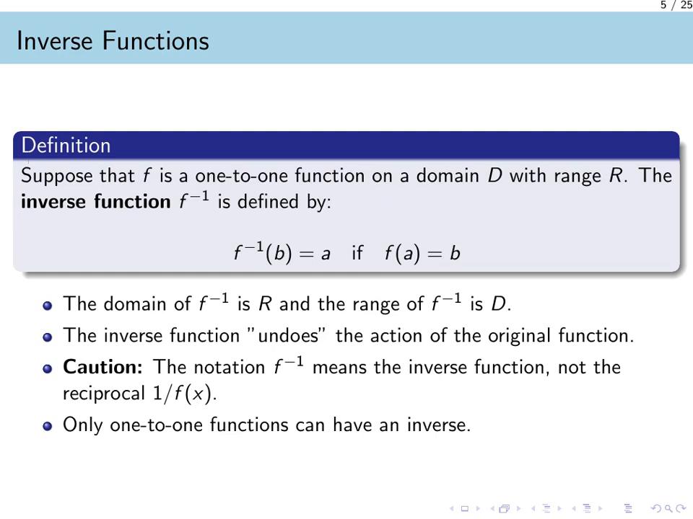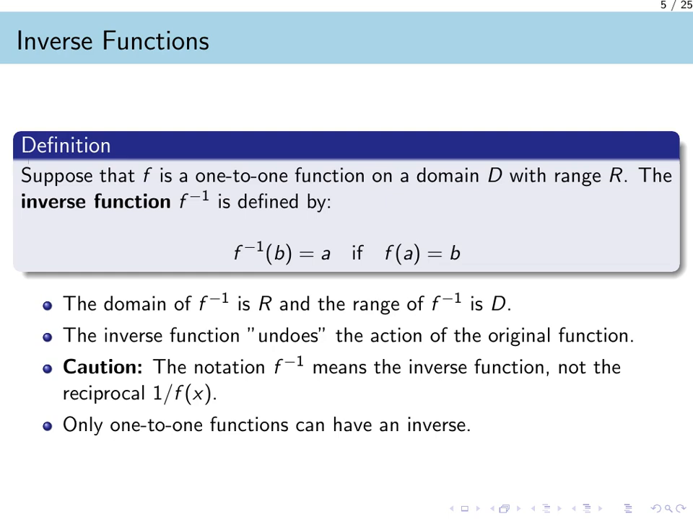An inverse function is a powerful tool because it allows us to perfectly reverse or undo the action of another function. We define the inverse, written as f inverse, with a simple rule. F inverse of b equals a if and only if the original function f of a equals b. This relationship means that the domain of the inverse function is the range of the original function, and the range of the inverse is the domain of the original.